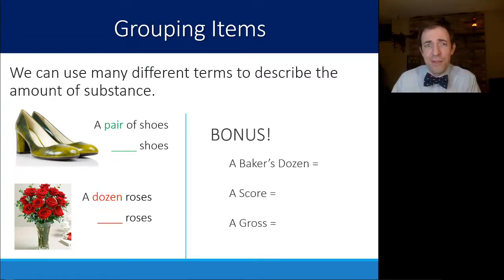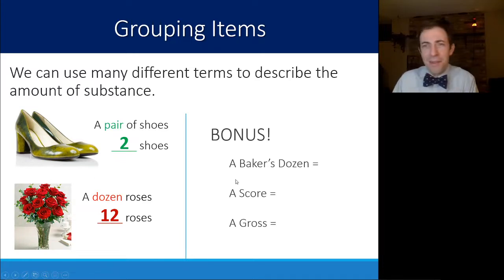A pair of shoes, we know, would describe 2 shoes. A dozen roses, we know, would describe 12 roses. If I said I had 5 dozen roses, we know that it has a meaning associated with it beyond just the number 5. 5 dozen roses doesn't mean 5 roses. It means 5 times 12 or 60 roses total. It's just an easier way to talk about those numbers that end up getting larger. They're grouped into these amounts that are commonly seen together.